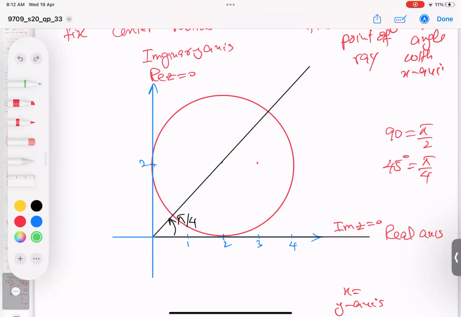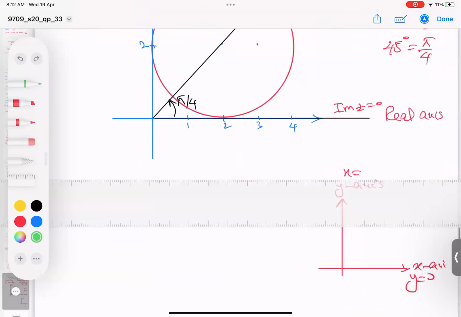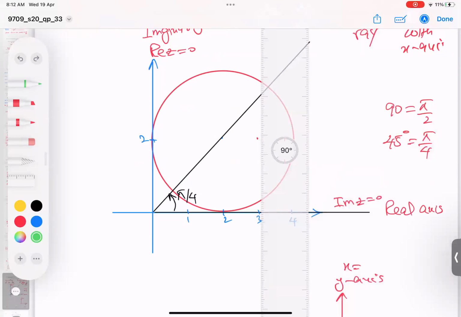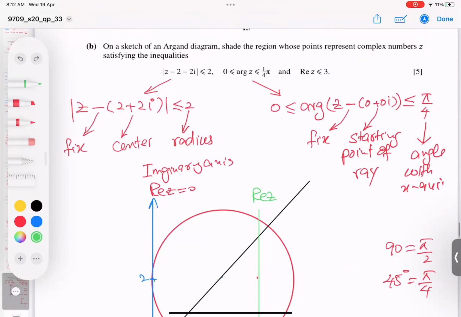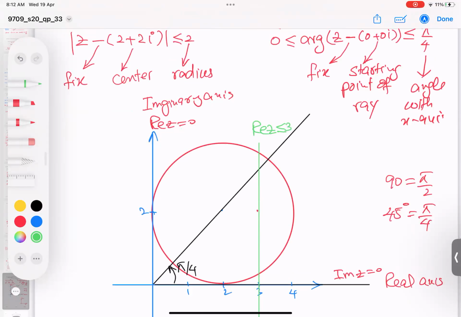So I'm going to make a line here. You can see now a line which goes through 3. And this line is all here Re z. And what does it say, students? Less than or equal to 3. So Re z less than or equal to 3.